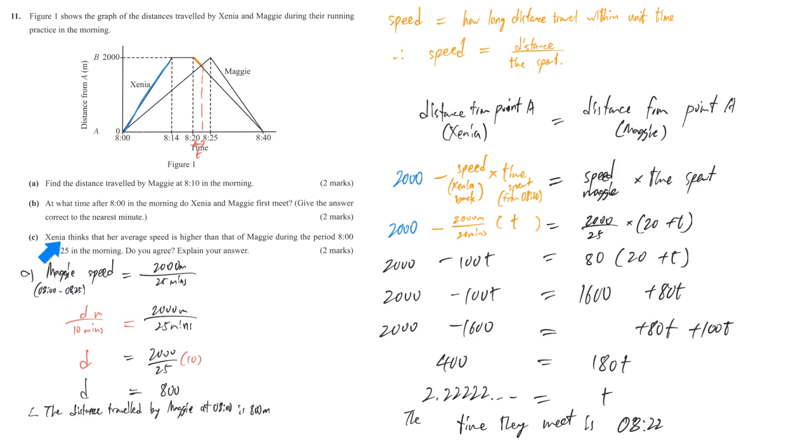In part C, Xenia thinks that her average speed is higher than Maggie's. So we are going to compare these two within a certain period, 8 o'clock to 8:25. Before we start the calculation, from 8 to 8:25, Maggie just finished one trip, which is 2000 meters. And Xenia already finished one trip at the same time, and also traveled a little bit back toward point A. So the distance traveled by Xenia within this period is bigger than Maggie's. So you should agree that Xenia has a higher average speed.